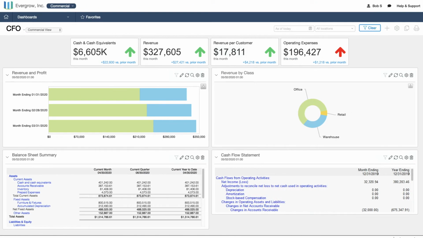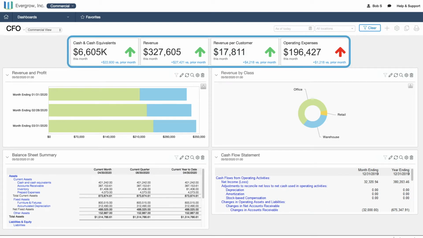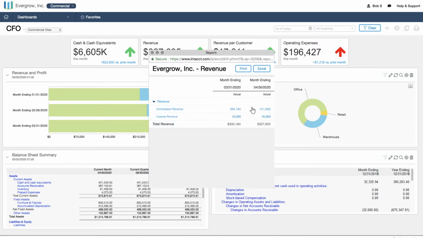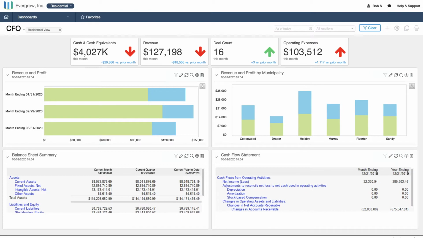In the CFO view of the commercial property office, we see the latest financial and operational analysis and key performance indicators. We see that total revenue and revenue per customer are up. Drilling down into the data, we instantly see transactions behind the summary. Jumping over to the residential office, we see that transaction volume is up. But market conditions may be impacting selling prices, leading to lower revenue per deal and an overall drop in revenue.